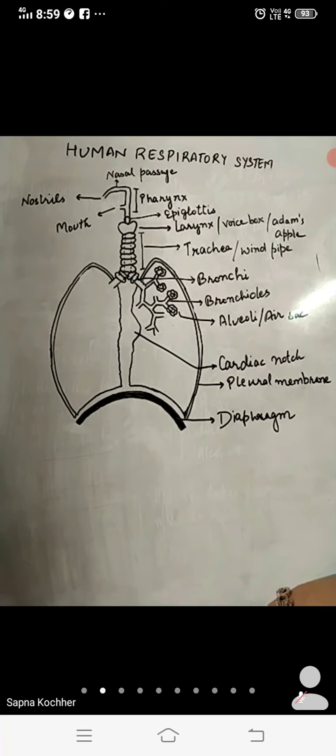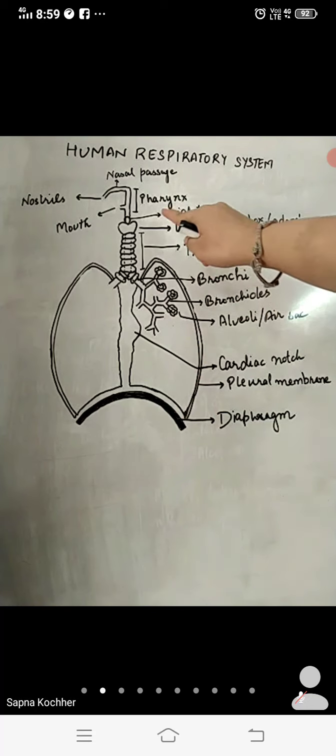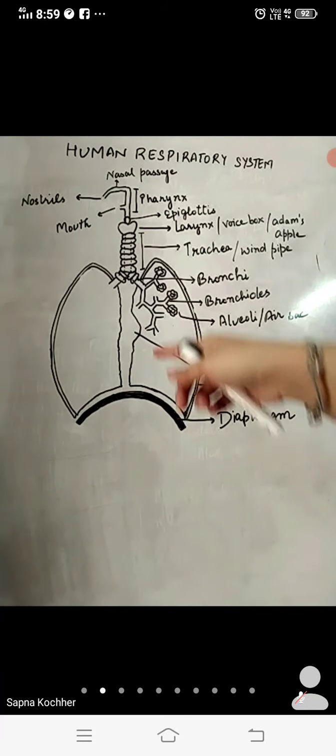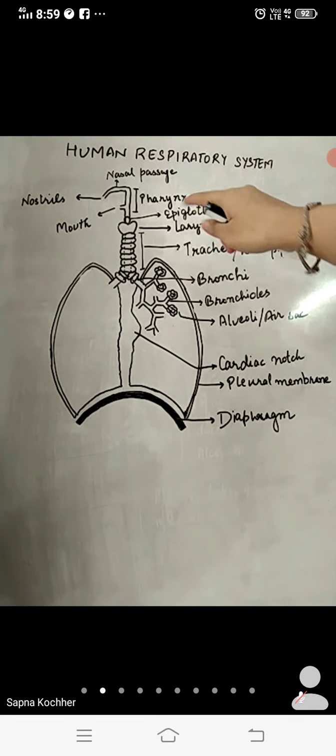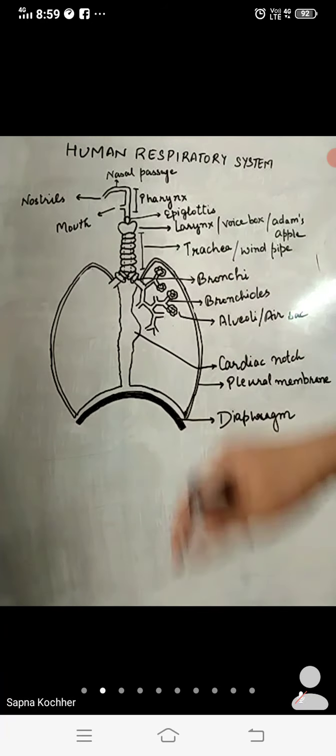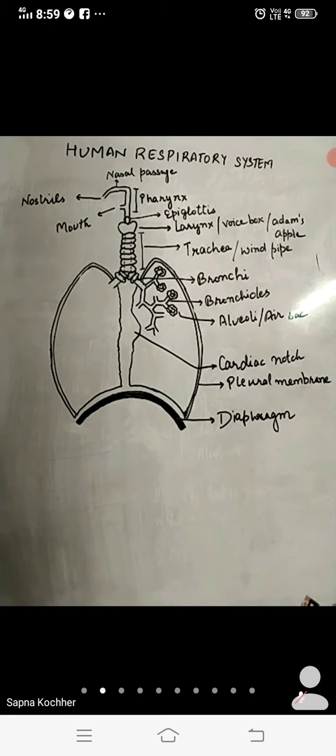Now there is a third concept. What is epiglottis and what is its role? The third question, again associated with the human respiratory system. What is epiglottis and what is its role? Epiglottis is a flap-like structure which is present at the opening of the windpipe.